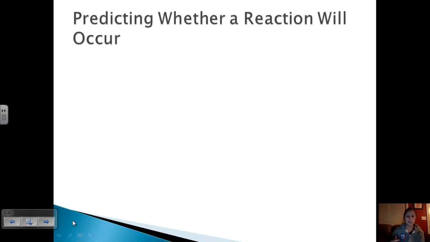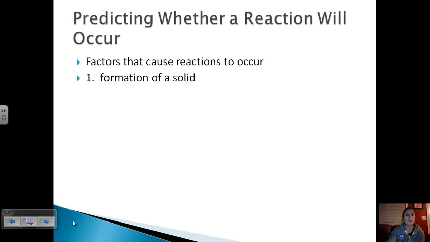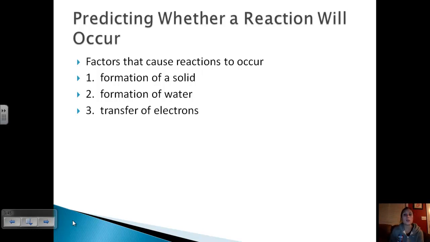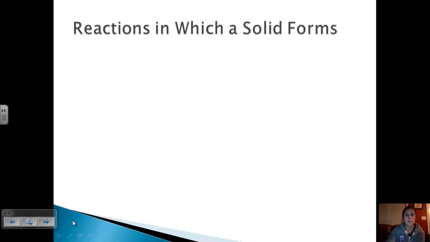Okay, so first we need to talk about some signs for how we know when a reaction will occur. And there's basically 4 factors that cause reactions to occur. First one is formation of a solid. That would be the precipitate. Second one is formation of water. Okay, so we're forming some products. We know that we have a reaction when we form certain things. The third one, which we're going to talk about later in this unit, which involves what are called oxidation reduction reactions, is transfer of electrons. And the fourth one is formation of a gas. So we're either transferring electrons or forming something, okay, a solid, water, or gas.